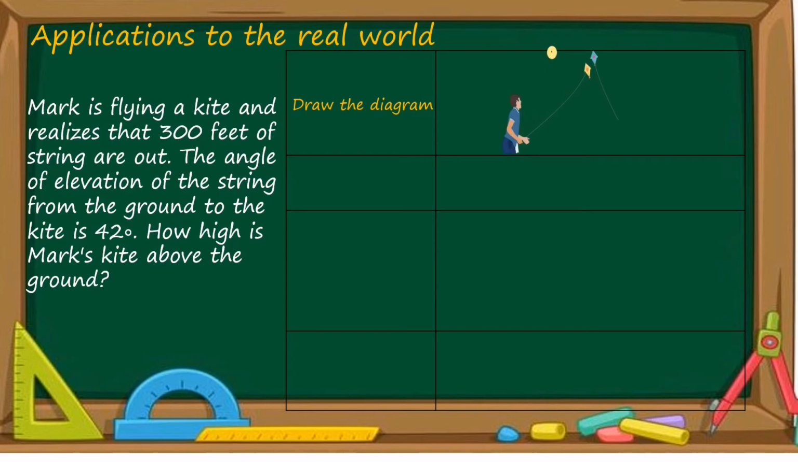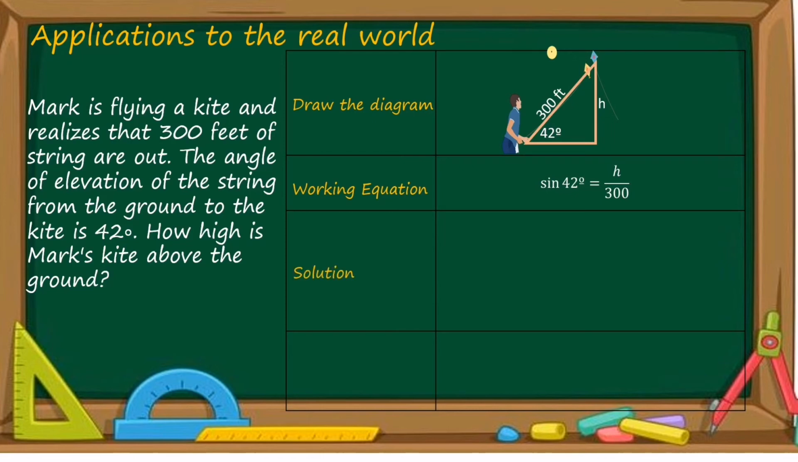Mark is flying a kite. It will form a right triangle. The angle of elevation is 42 degrees. The length of the string used is 300 feet. And we're looking for the height of the kite from the ground. Next, we need to have our working equation. From the given information, in which 42 degrees is our reference angle, H is the opposite side, and 300 is the hypotenuse. So that is sine 42 degrees is equal to H over 300.